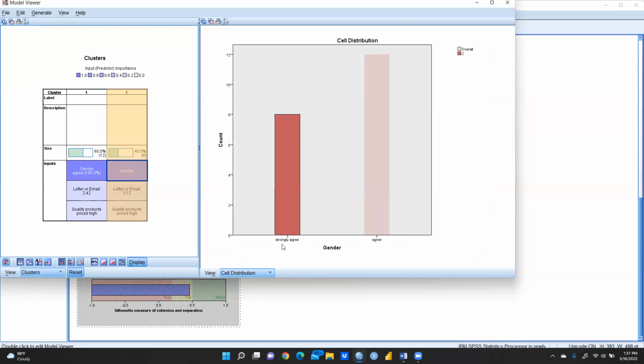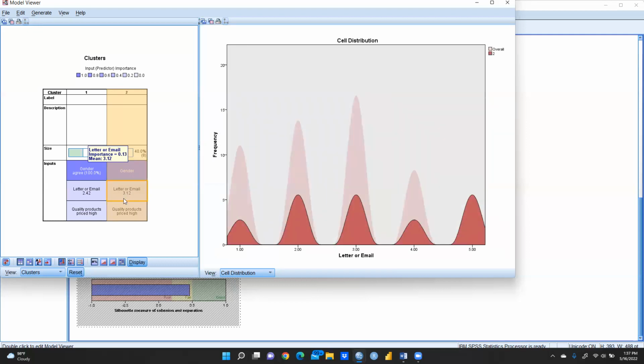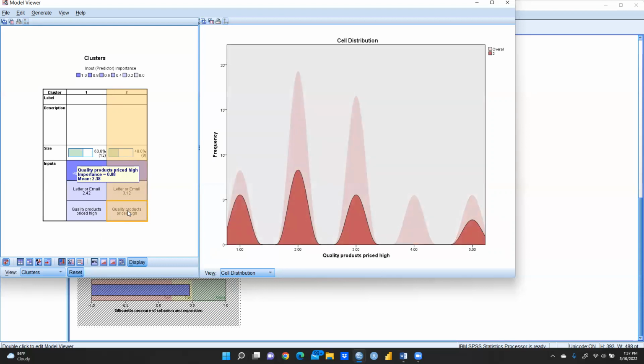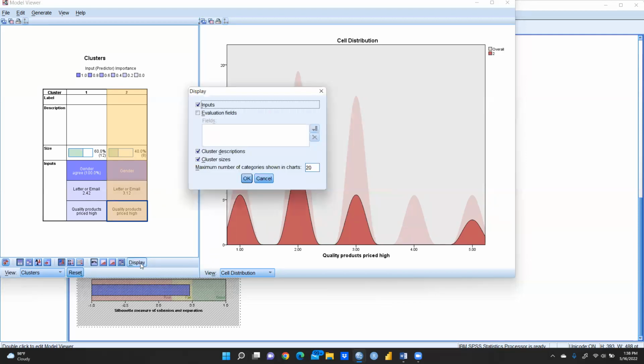That is related to female, right? So strongly agree, this much of the percentage is related to strongly agree. When we talk about letter of email, you can see the frequency is very low, right? 3 and 2 are more or less similar. And when we are talking about quality product price high, not a single female had opted for this particular response code. So within a single display, on a single chart, we can see the responses, and through these two clusters, we can display all these things.